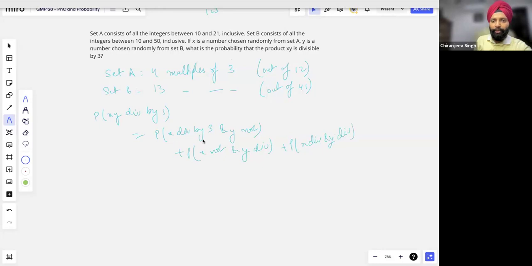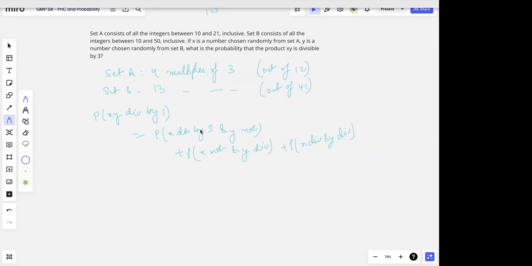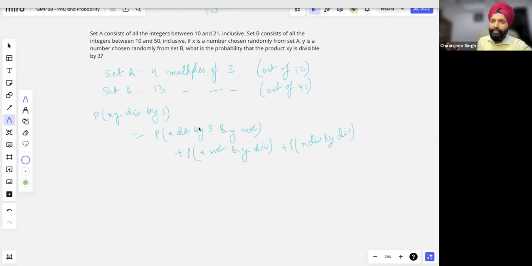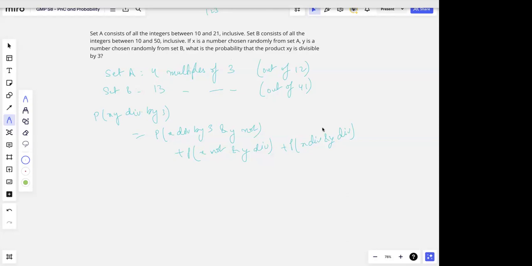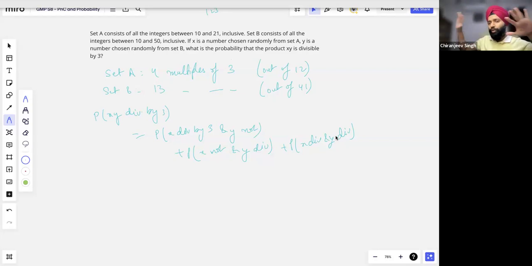You were already saying these two. This is another case that is possible. If both are divisible by 3, then XY will also be divisible by 3, right? And there is no overlap between these 3 cases. These are all separate cases. If x is divisible by 3 and y is not, naturally there is no overlap with x not and y divisible by 3. Similarly, the case in which both are divisible is completely separate. So you don't need to subtract anything.